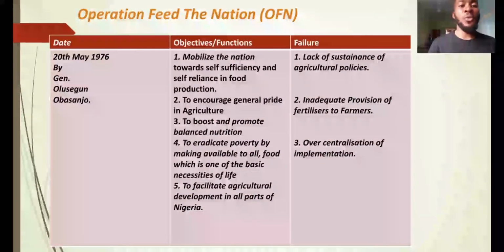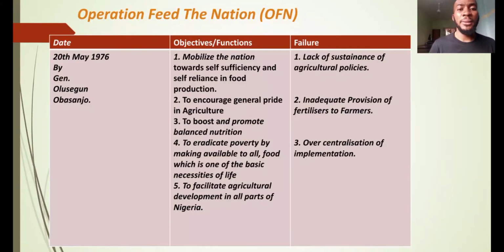Now we'll consider them one after the other. Number 1, Operation Feed the Nation. This was established in the year 1976 on the 20th of May by the then military president, General Olusegun Obasanjo. The objectives are: 1, mobilize the nation towards self-sufficiency and self-reliance in food production. When you talk about self-sufficiency, it means you are okay all by yourself. Self-reliance, it means you are able and capable and independent of anybody. You don't depend on anybody.